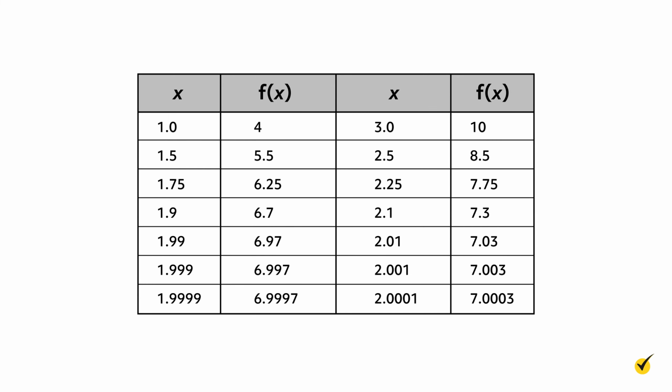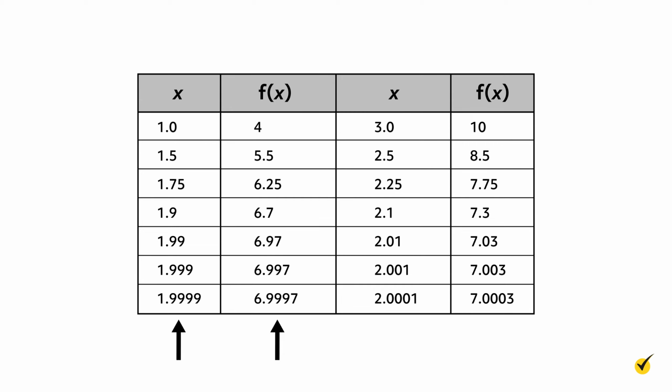We can get an idea of this behavior by evaluating f at values of x closer and closer to 2, and we will do this from both sides. That is, we will approach x equals 2 from the left and the right along the number line. The table shown gives this information.